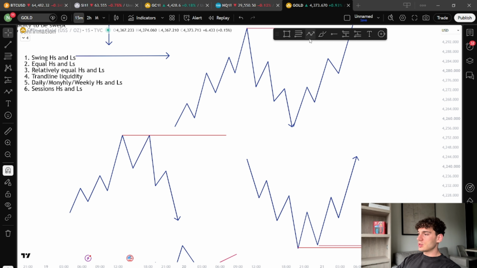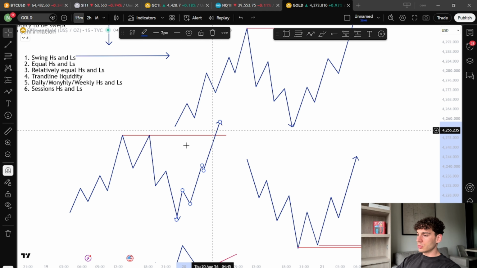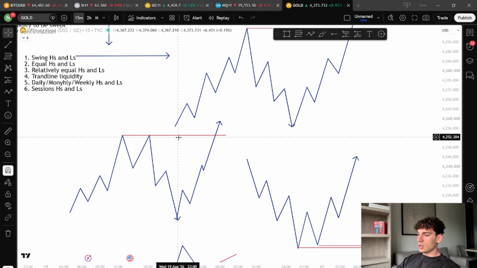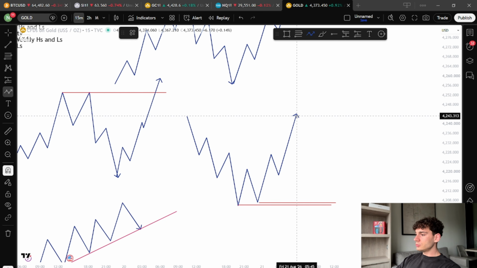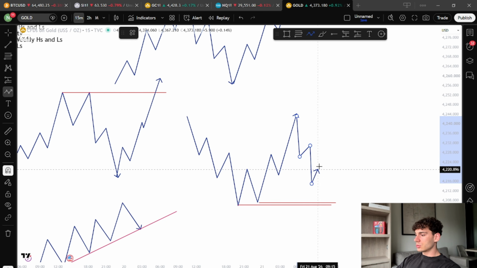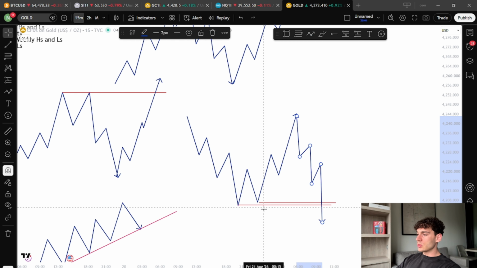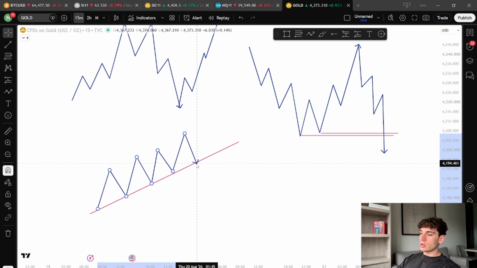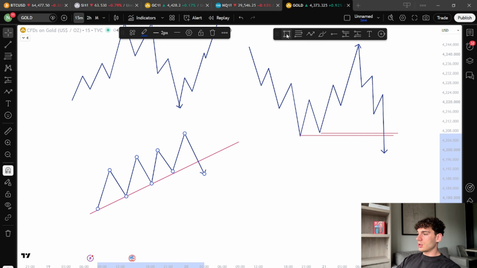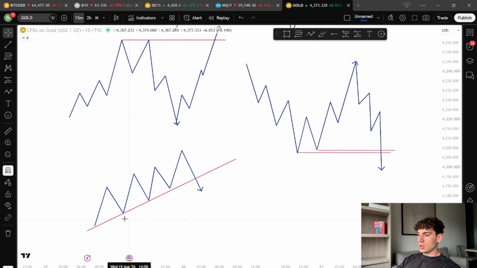Now if we go to this example here, it's pretty much the same. Price goes up, boom, boom, boom, and then sweeps that liquidity from the equal highs. In this example here, price goes down, boom, boom, boom, boom. It sweeps those relatively equal lows. And in this example here, let's say the price was going down, it broke that trend line, and that's going to be how it looks when the liquidity is taken from the trend line.